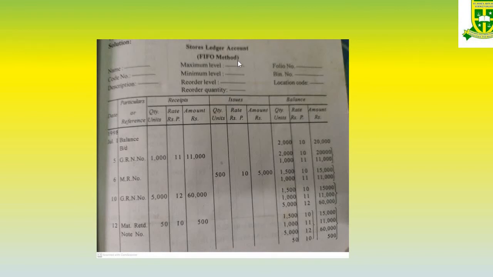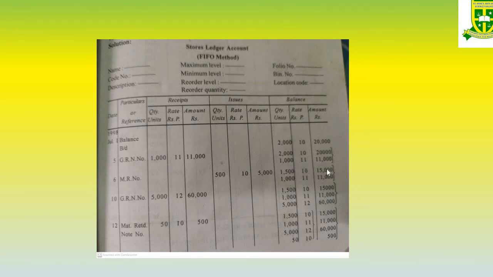Since we are following the FIFO method, the first stock available is what we have to use. First we have a stock of 2000. So from 2000 I am issuing 500. What is the rate of it? 10. So 500 into 10, 5000. So from 2000 I have used 500. The balance remaining is 1500.